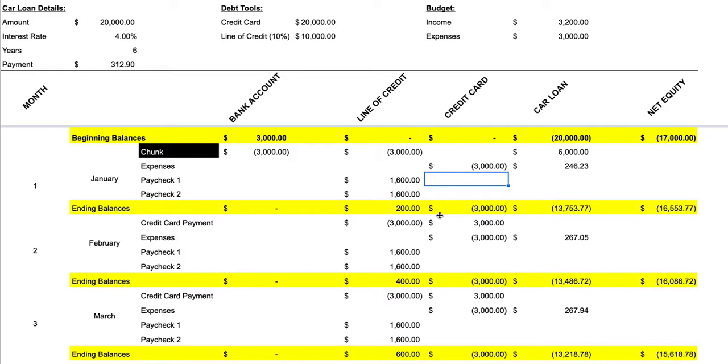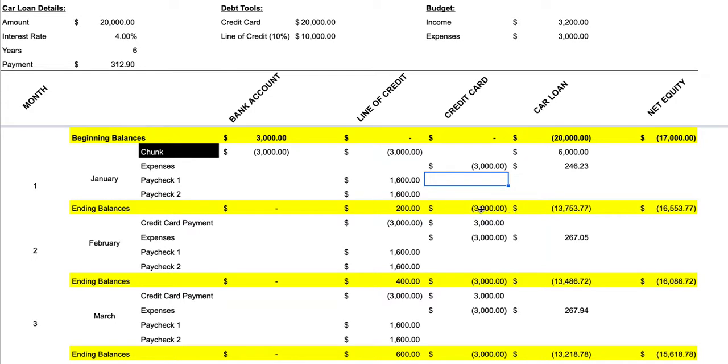So it's kind of like you don't have the $200 extra in the line of credit, because when this credit card becomes due, which I'm going to show you right here next month, then you have to pay that back from the line of credit. So hopefully that makes sense. Hopefully I'm not rambling on too much, right?